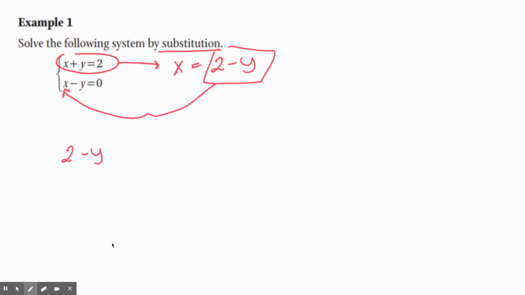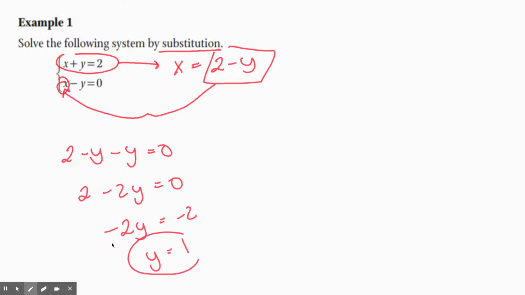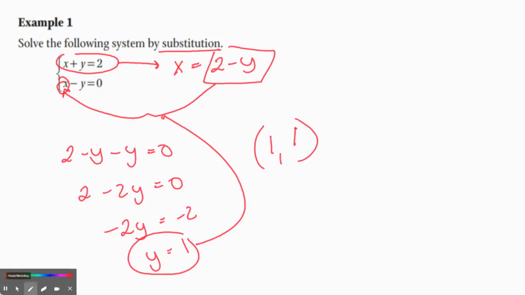2 minus y instead of the x right there. And then minus y is equal to 0. You're going to get 2 minus 2y equals 0. Negative 2y is equal to negative 2. Y is equal to positive 1. And then substitute it back in. You're going to get 1, 1 again. So it doesn't matter which equation you solve for when it comes to substitution. I usually try and solve for the easiest equation possible.